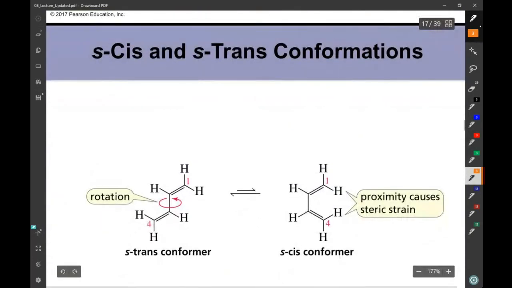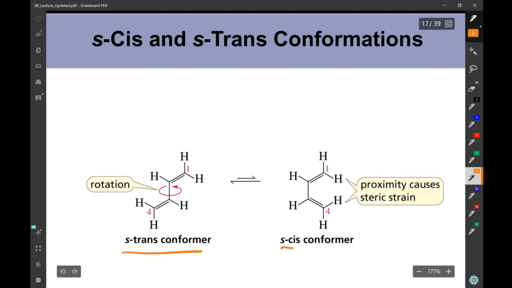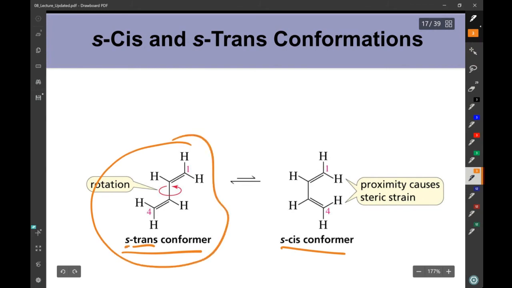Now, before we continue with the Diels-Alder reaction, there's some terminology I want us to understand. There are usually two conformations for the diene: the S-trans conformation and the S-cis conformation. Do you know what trans means? Trans means the big groups are in opposite directions. So this technically is not a trans structure, which is why it is referred to as S-trans.